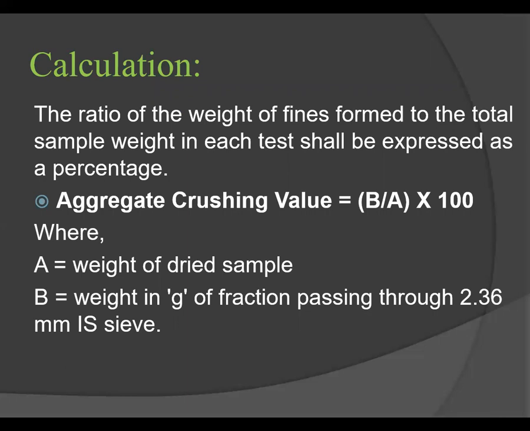Then the precautions in this test: the plunger should be placed centrally and rest directly on the aggregate. Care should be taken that it does not touch the walls of the cylinder, so as to ensure that the entire load is transferred onto the aggregate. In the operation of sieving the aggregates through the 2.36 mm IS sieve and weighing, care should be taken to avoid loss of fines. The sum of the weight of the fraction retained and the fraction passing the sieve should not differ from the original weight of the specimen by more than 1 gram.